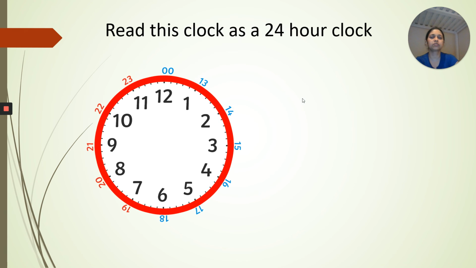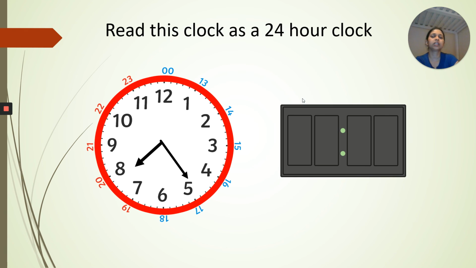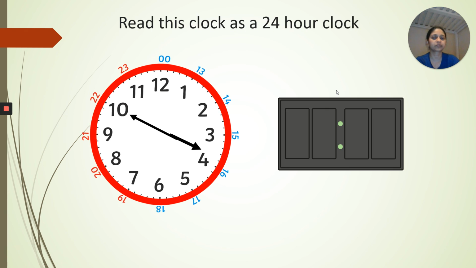And the next one. Okay, in your 12-hour clock, this would have been 8:25. So if this is 8:25, what would the answer be in your 24-hour clock? Next one. This is 4:50. So what would the answer be in your 24-hour clock?